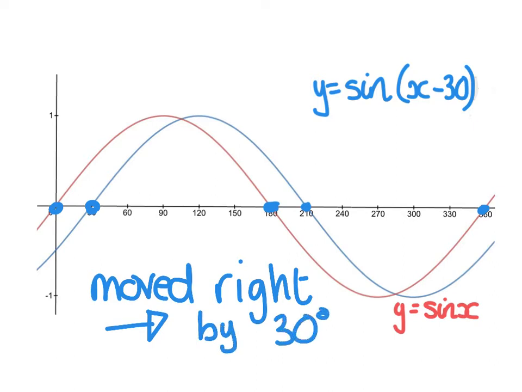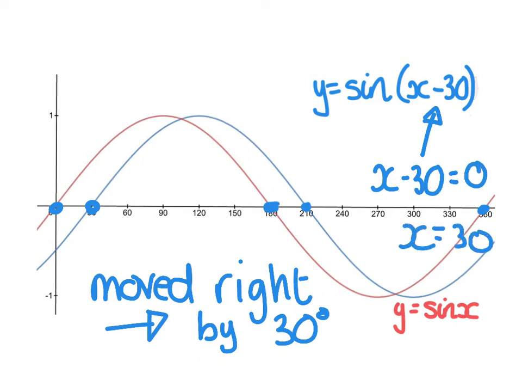Now when it's moved right, it's got a negative in the bracket. You would think moving to the right, you're going into the positive direction of your coordinate system on your x-axis, but it's got a minus in there. The reason for that is, if you solve x minus 30 equals 0, you get x equals 30, which is where this graph starts.